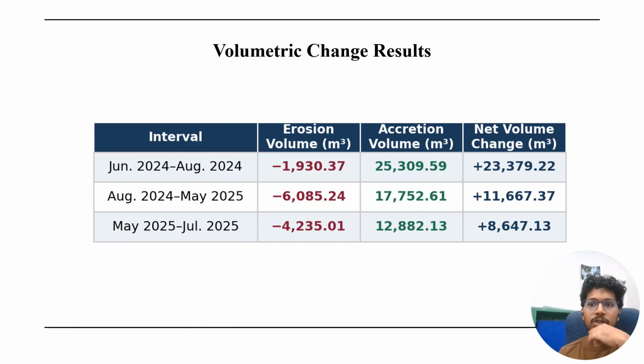When it comes to the volumetric analysis, all three time intervals show net volume change. The beach gained sediment in every period. The largest gain was in the first interval, at over 23,000 cubic meters. By the third interval, it dropped to 8,600 cubic meters.